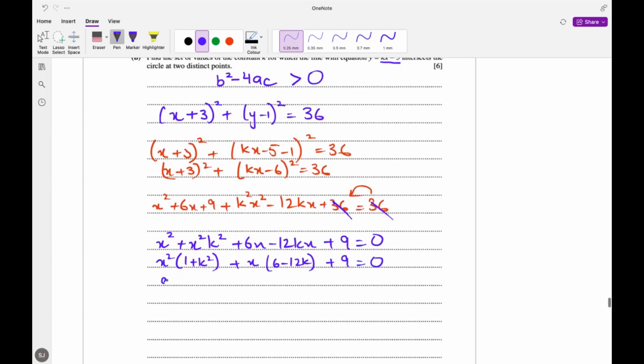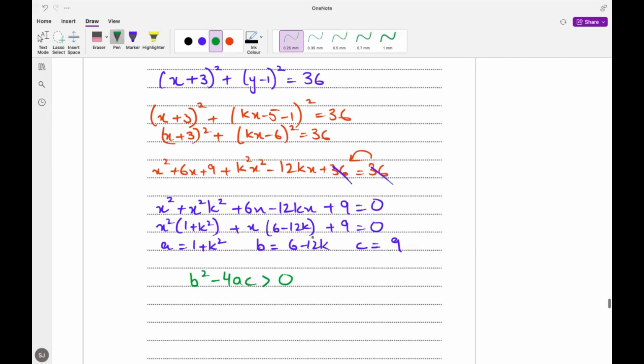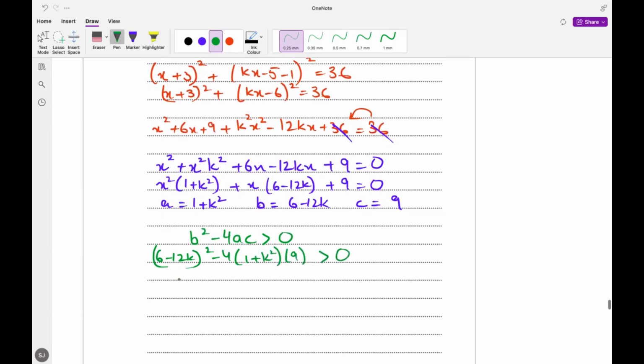So the value of a is 1 plus k squared, the coefficient of x squared. The value of b, which is the coefficient of x, is 6 minus 12k, and c will be equal to 9. Now, putting it in the formula b squared minus 4ac greater than 0, we will get (6 minus 12k) whole squared minus 4 times (1 plus k squared) times 9 greater than 0.